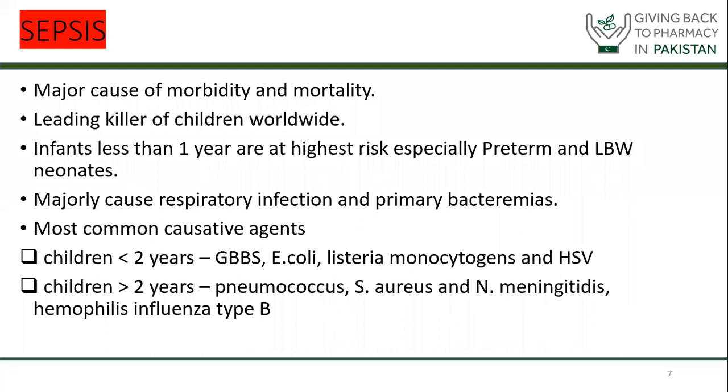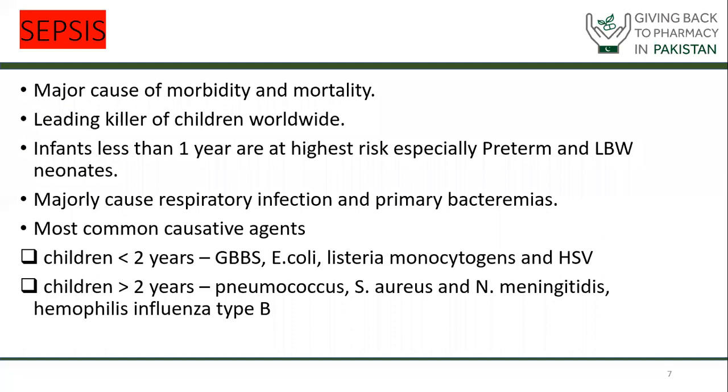The most common causative agents, if the child is less than 2 years, are GBS, Streptococcus group B infection, E. coli, Listeria monocytogenes, and HSV. And if a child is greater than 2 years, then Streptococcus pneumoniae, Staph aureus, Neisseria meningitidis, and Haemophilus influenzae type B are common in these patients. So we have to remember the most common causative agents according to their age so that we can start the empiric therapy in these patients.